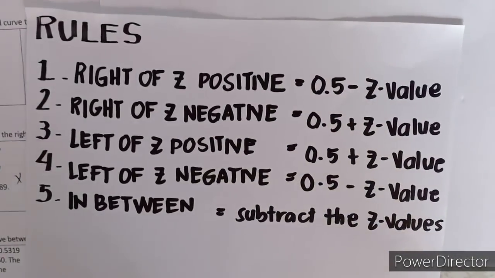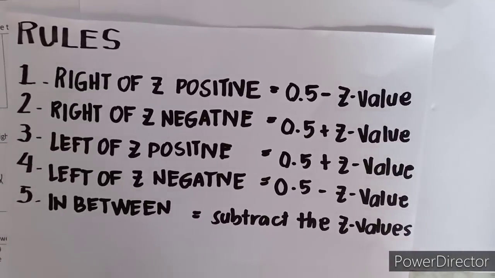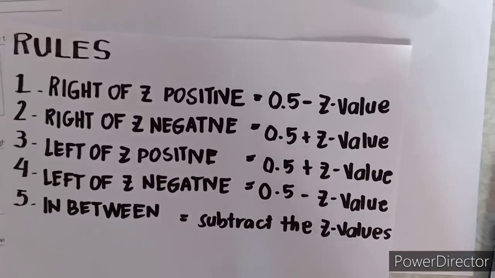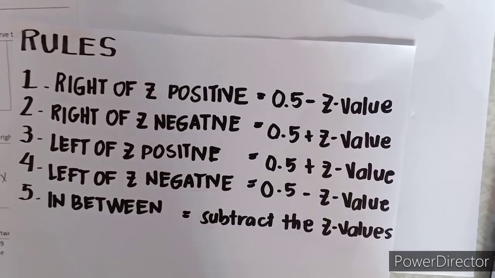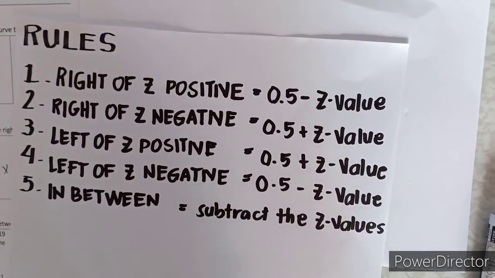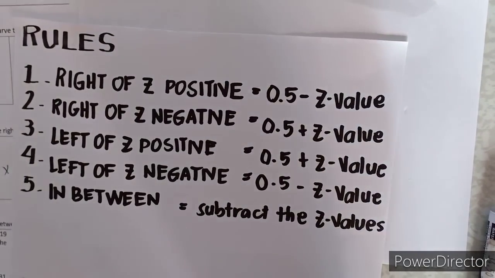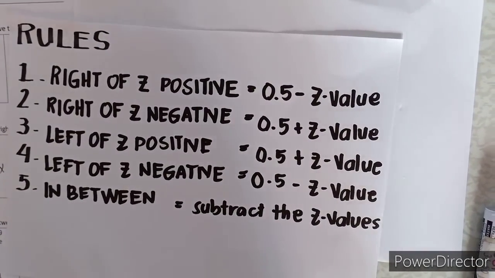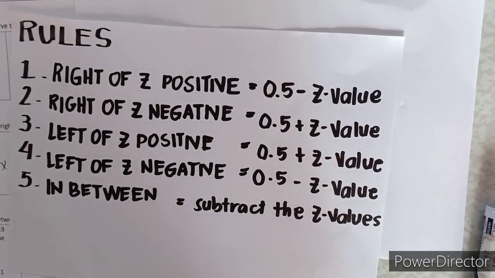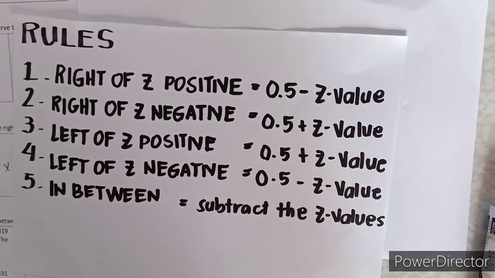In the 5 rules, the first is right of Z positive. When you see right of Z positive, our condition is 0.5 minus the Z value. Second rule, right of Z negative is equal to 0.5 plus Z value. Left of Z positive is equal to 0.5 plus Z value.